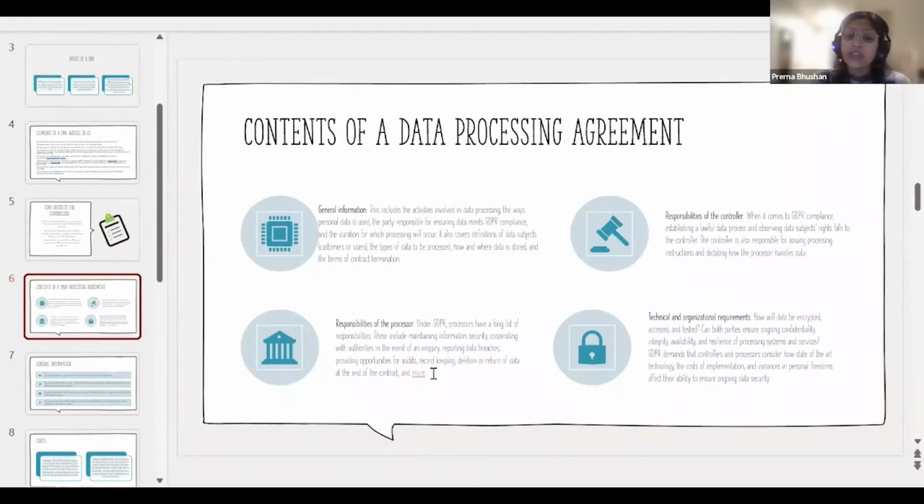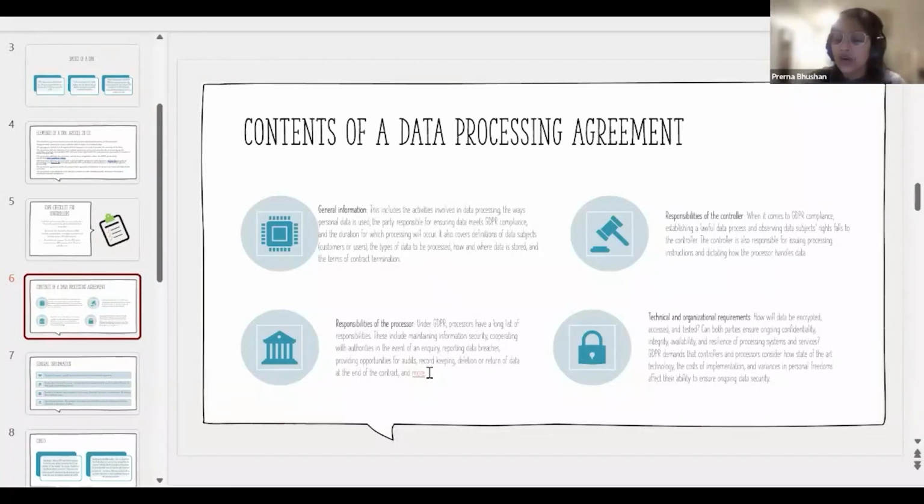Under the GDPR, processors have a long list of responsibilities. These include maintaining information security, cooperating with authorities in the event of an inquiry, reporting data breaches, providing opportunity for audits, record keeping, and deletion and return of data at the end of the contract. So these are the things which a processor has to do.